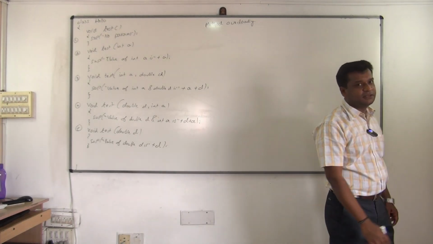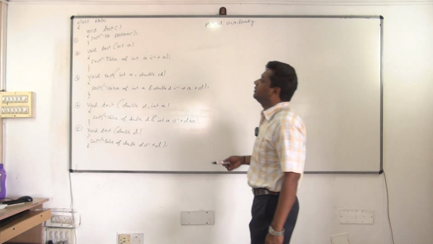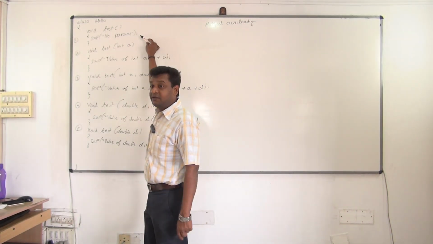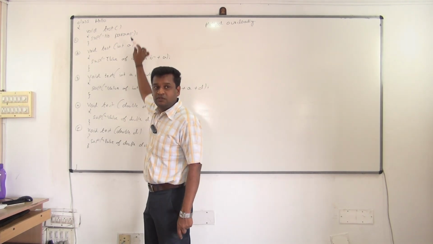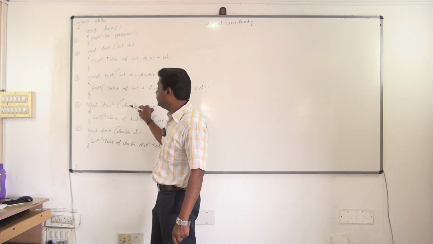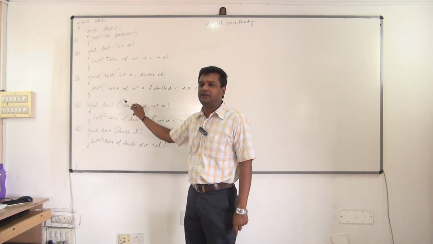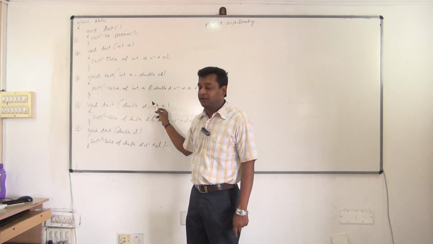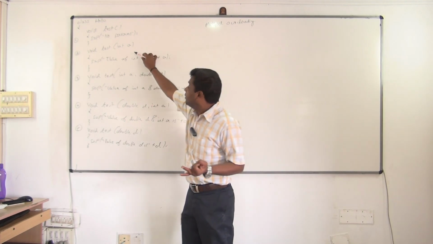But where is the change? The change is in the parameter. How is the change in the parameter? Here there are no parameters. Here there is one parameter. Here there are 2. 0, 1, 2. So the number of parameters is the difference. Here also 2, here also 2. But the order is changed. Here it is int A double D, here it is double D int A. So either the number of parameters or the order of parameters differs.